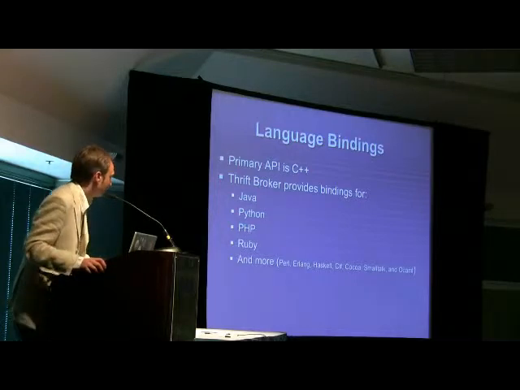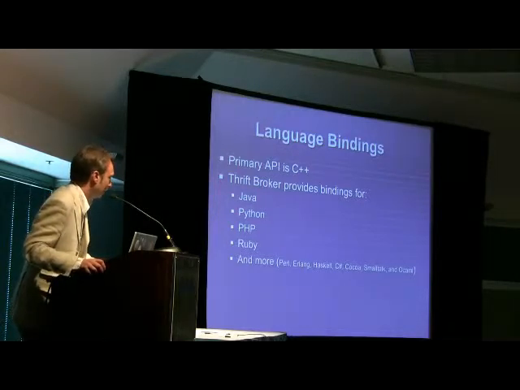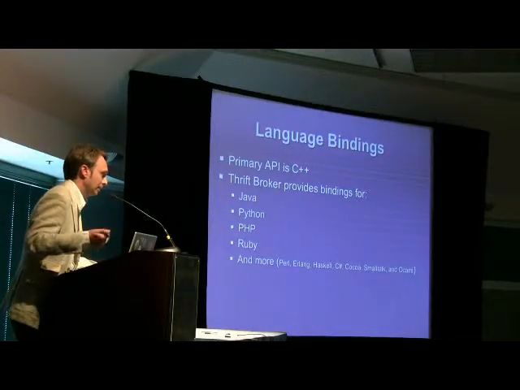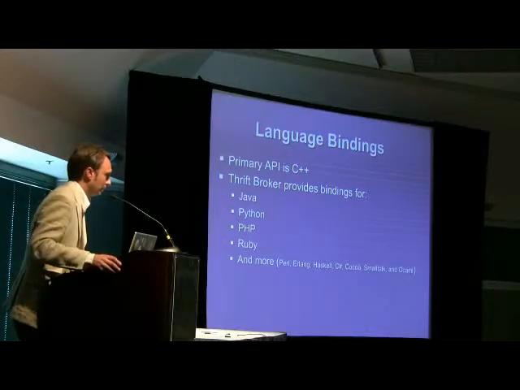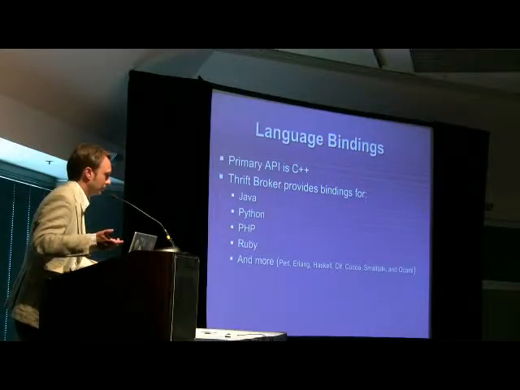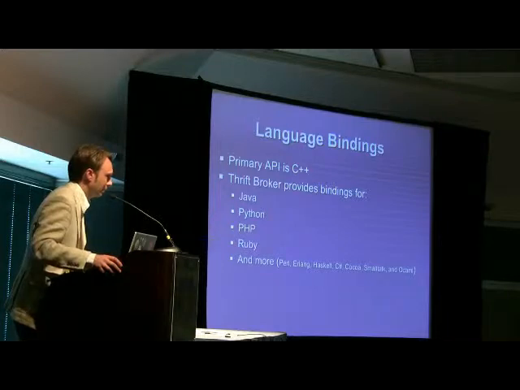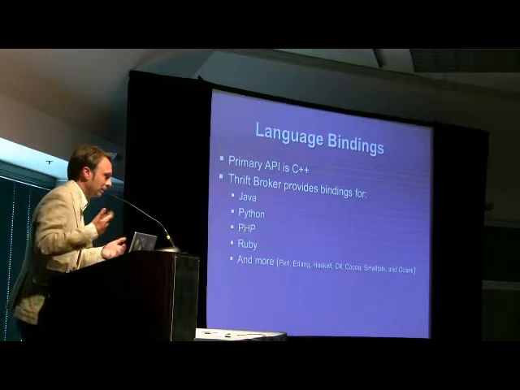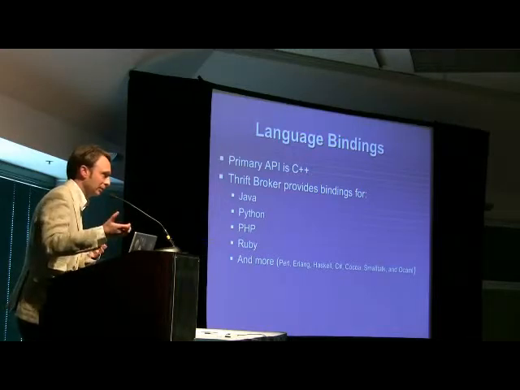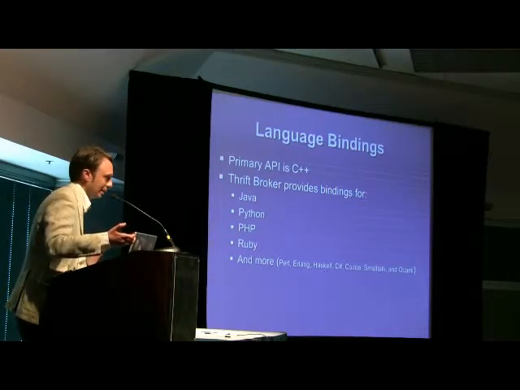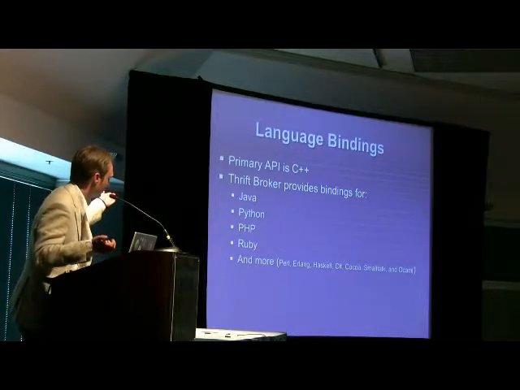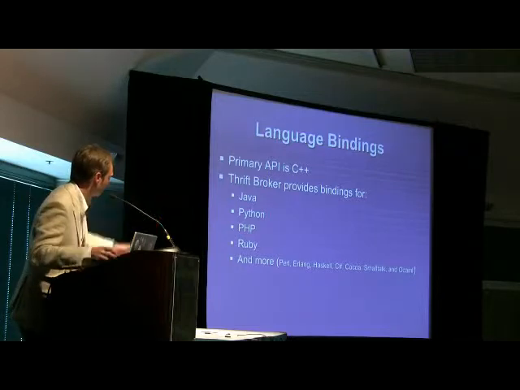Now the principal, or the main, API is the C++ API, but we've developed something called the Thrift broker. Thrift is a toolkit developed by the people at Facebook, and it's sort of a Corba-like IDL system where you can generate a server and client bindings in any language. And so we've built this Thrift broker, and this gives us language bindings for all these languages.